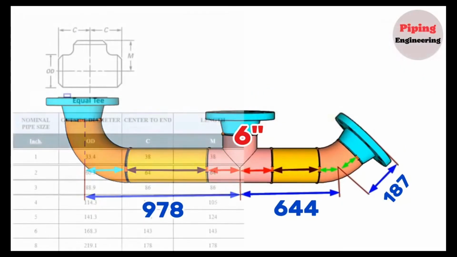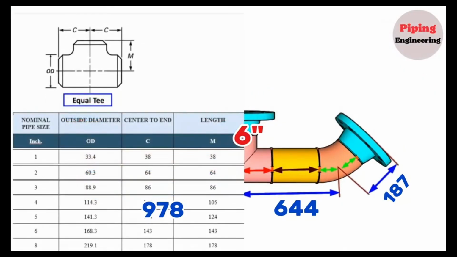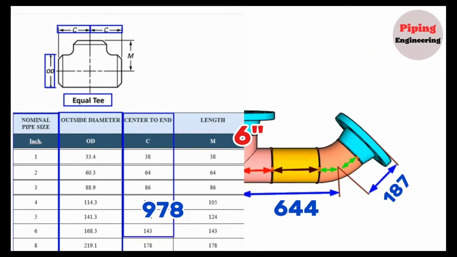Let's look at the equal T dimension chart. Nominal pipe size of equal T's is shown in the first column. The outside diameter of equal T's is shown in the second column. The center to end dimensions of equal T's are shown in the third column. This dimension belongs to both sides of the equal T. And the length of the equal T is shown in the last column.